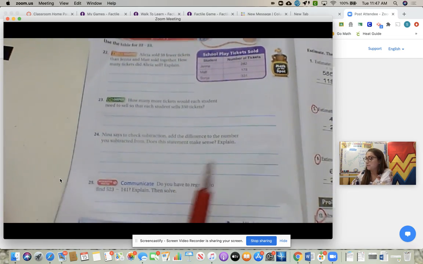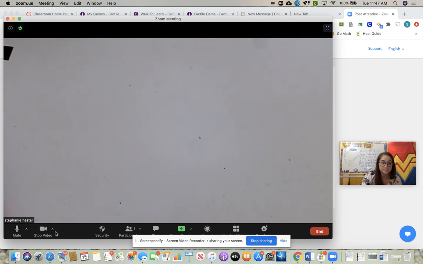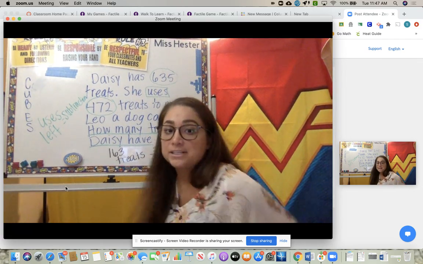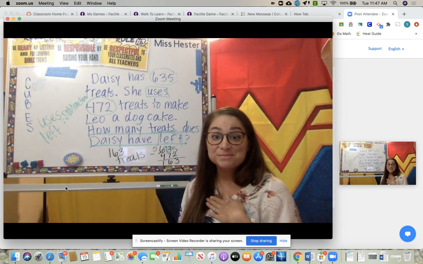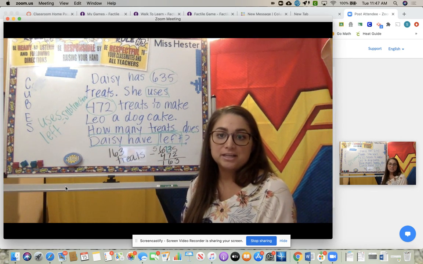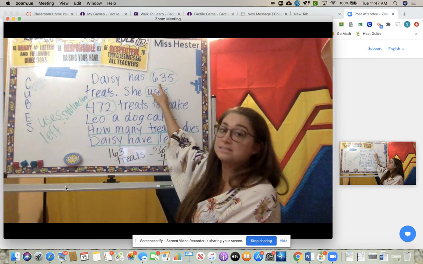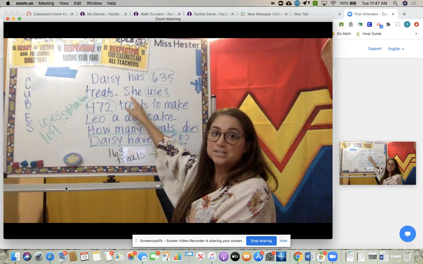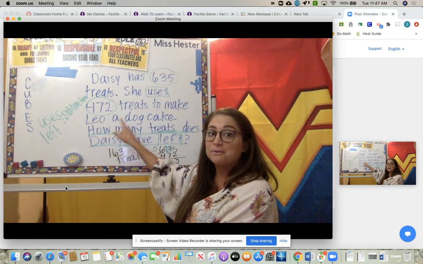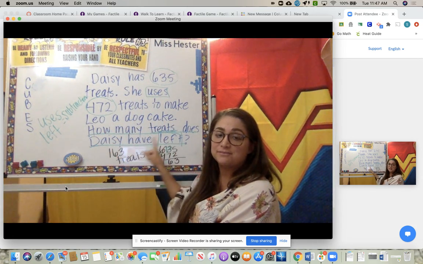Now I'm going to go over a word problem we went over today using our cubes. So, for a reminder, my dogs' names are Daisy and Leo. They're the big puffy white dogs, and they're actually twins. So I use their names. So Daisy has 635 treats. She uses 472 treats to make Leo a dog cake. How many treats does Daisy have left?